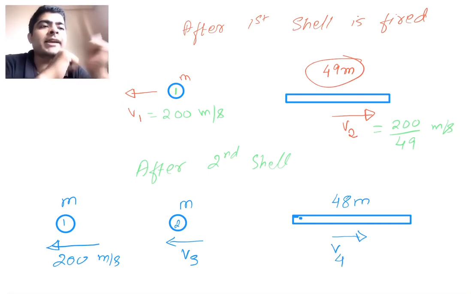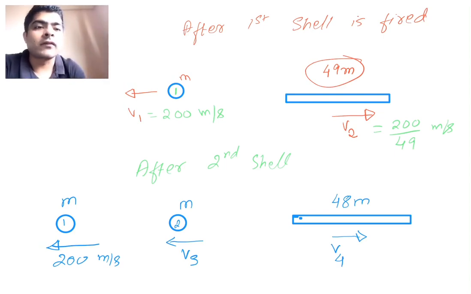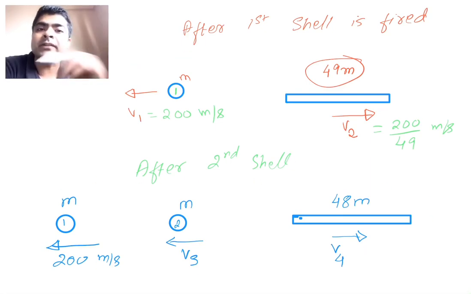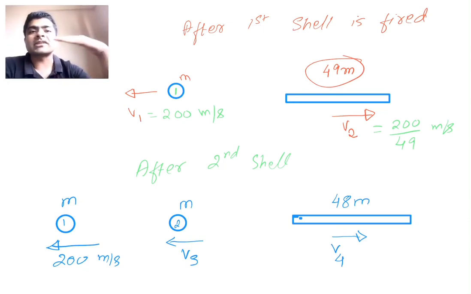Okay, so now again we have to conserve the total momentum of the system. So for this system, that is the two shells plus the car combined, the total momentum will remain 0. When we write the momentum equation, the car is going in this direction with V4, and both shells are going in this direction, shell 1 with 200, shell 2 with V3.